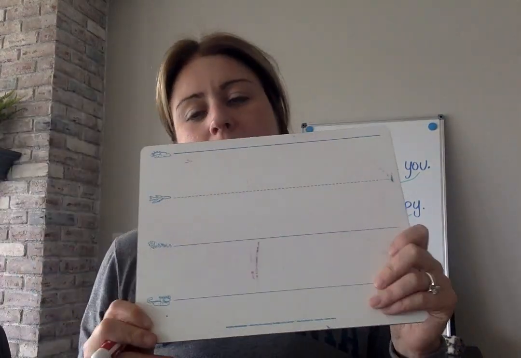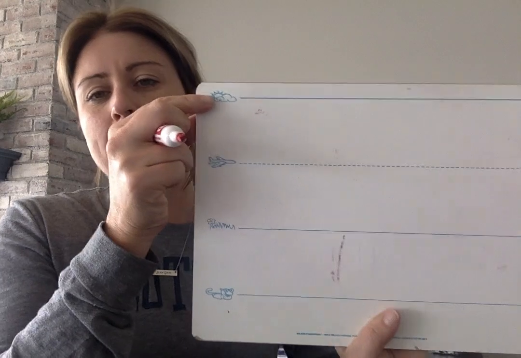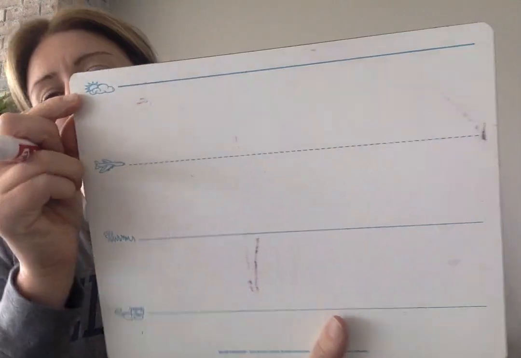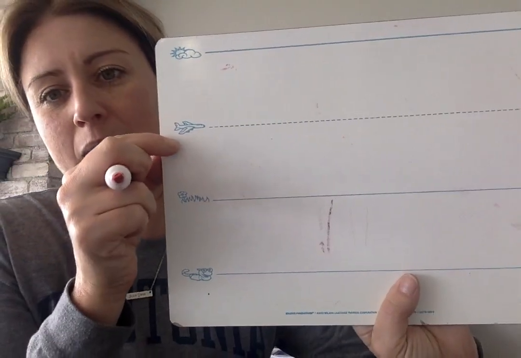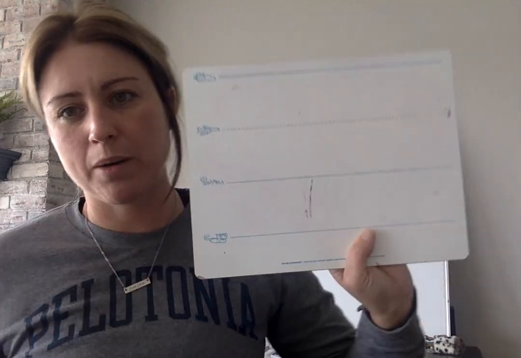We're going to start with N today, and just remember, you need your Fundations board and a dry erase marker, something to erase with also. And remember, we're going to be using the kindergarten side. Remember, this is the skyline, plain line, grass line, and worm line.